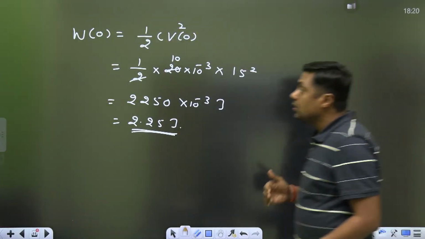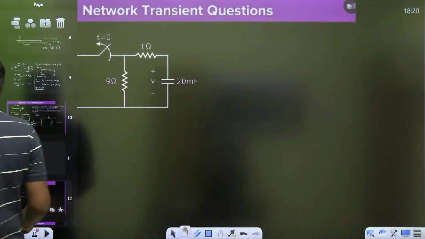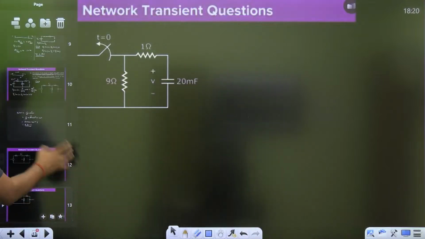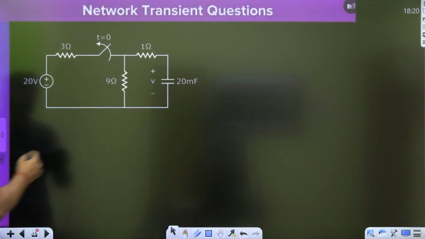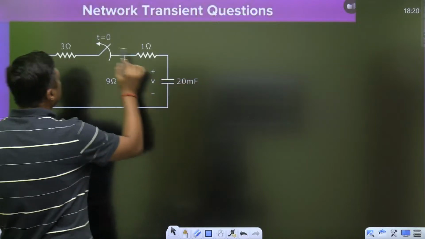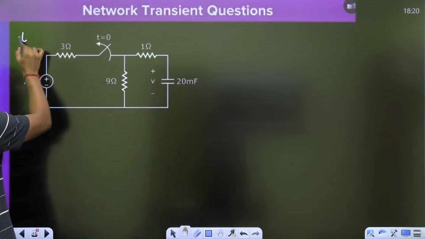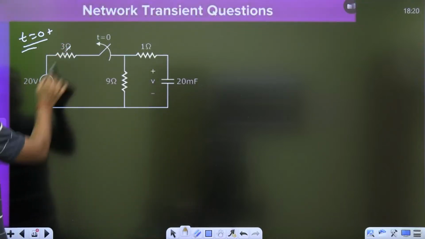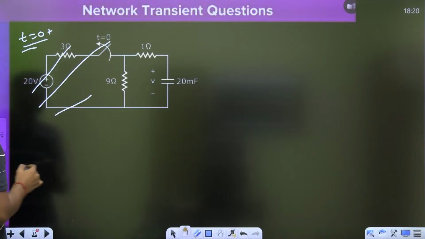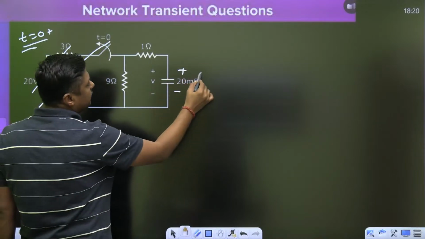Now the switch is opened. Switch is open means what? Capacitor does not allow sudden change of voltage. So voltage across the capacitor will remain 15 volt. If this is the diagram at t equal to 0 plus, this will act as open circuit. You can remove this diagram. What is the voltage across the capacitor? 15 volt remains.